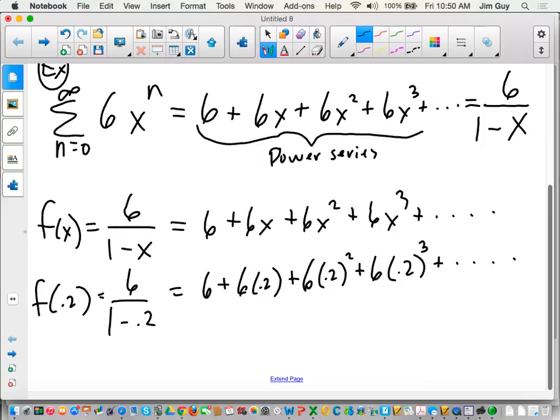Now, I know you're thinking, why in the world would you ever plug it into the power series? That's crazy. Why wouldn't you just plug it in here? Right? But what if your function is sine of x? How would you figure out sine of 0.2?